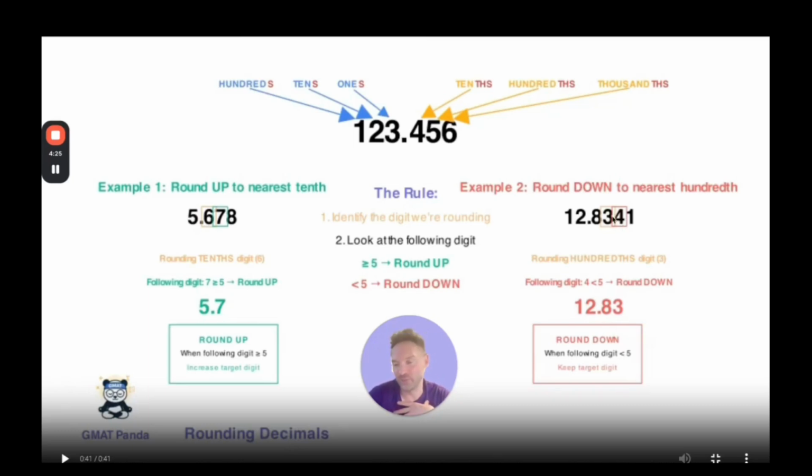And in that case, what we do is we just cut the number after the 3, and we end up with 12.83. So this number is an approximation of this horrible number up here. We could make it even more approximate, so we could round down to 12.8. We could round down to 12. How much we should approximate depends very much on the application, and in particular, what the question is asking for.